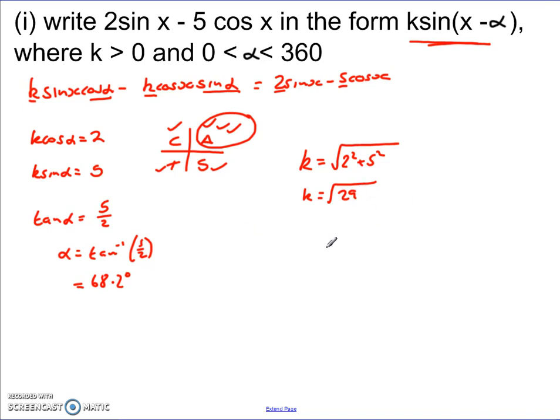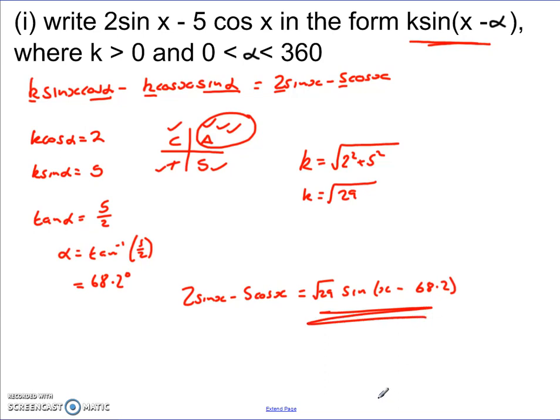And at this point we can then combine the whole thing. So 2 sine x minus 5 cos x equals, well, it's k sine of x minus alpha. Put in the values, so in this case we know k is root 29. It's then going to be sine of x minus 68.2. There you go. Got it written in that form.